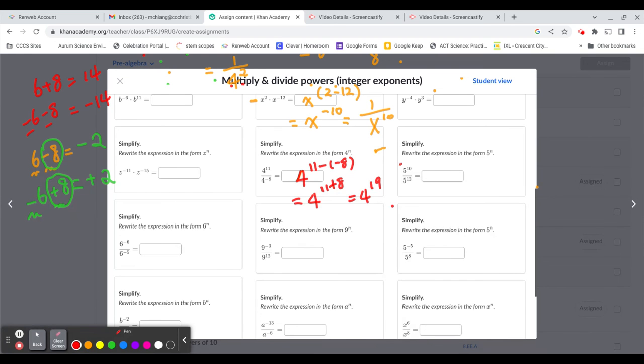But here, you got 5, 10 minus 12. You get a negative answer. Same thing, 1 over 5 to the power 2.